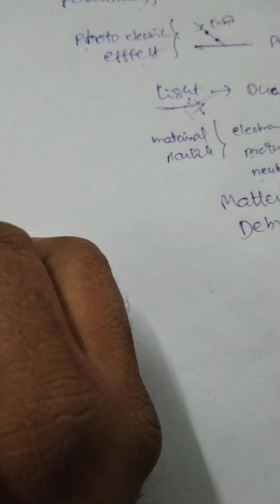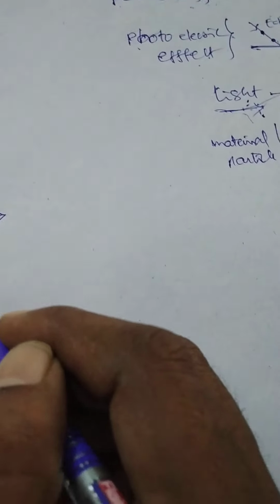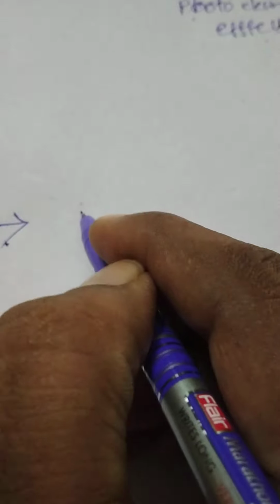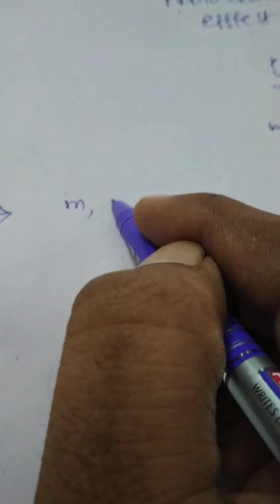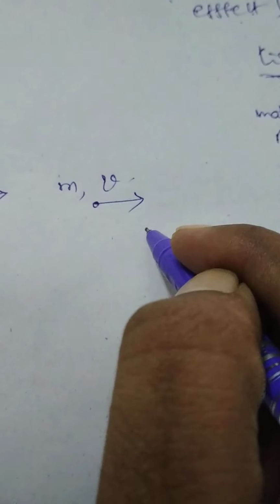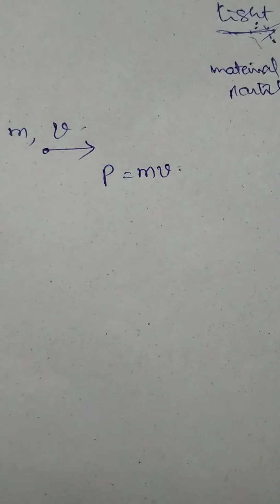So in general, suppose any charged particle of mass m is moving with a velocity v. Then what is the momentum of the charged particle? Momentum p is equal to m into v.